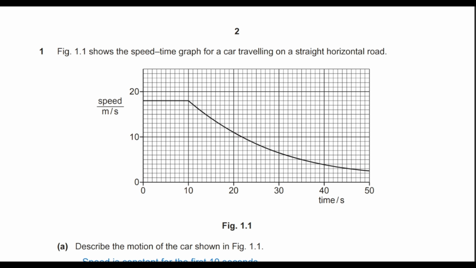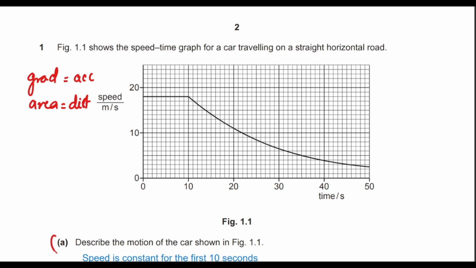The first thing we always need to keep in mind is that the gradient of this graph represents acceleration, and the area under the graph represents the distance traveled by the object, right? So just a few pointers before starting the question. In the first question, it says, describe the motion of the car as shown in figure 1.1.